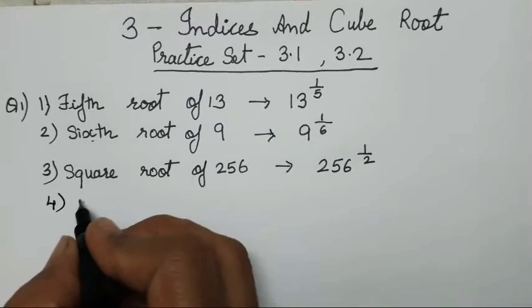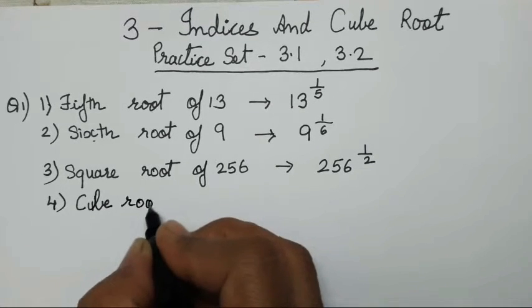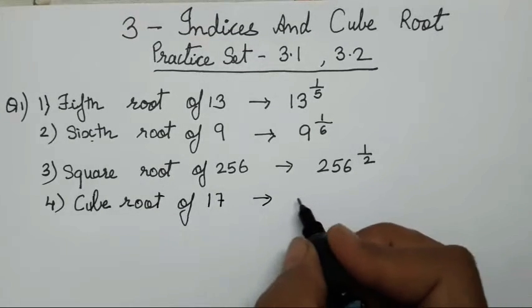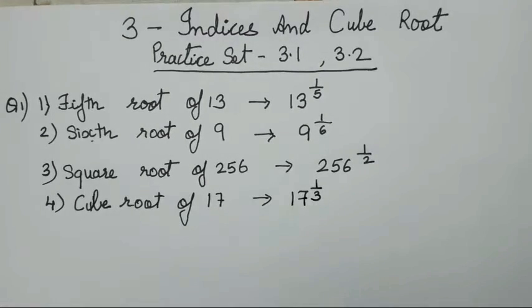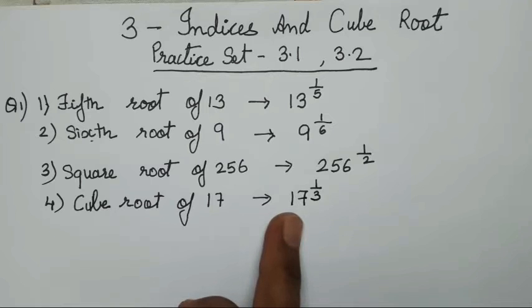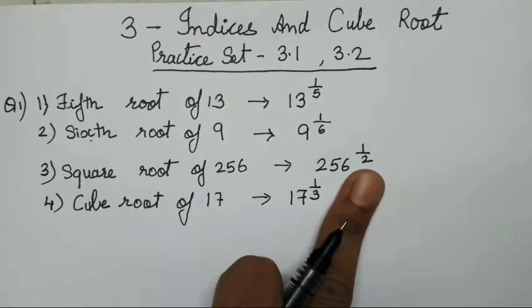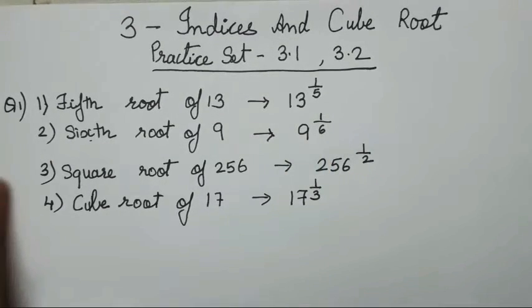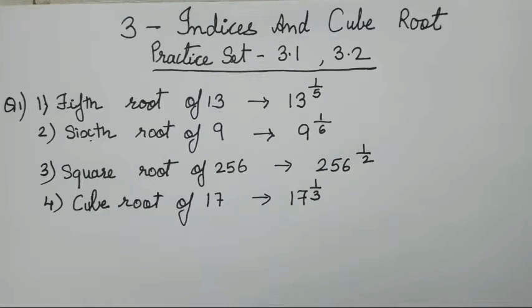Fourth one is cube root of 17. Okay, so as I said, cube means 3. So 17, 1 upon 3. Alright, so how are you going to read this? Cube root of 17. Square root of 256. Sixth root of 9. In this statement only you all have to read so that it will be easy for you all to remember the index form. This is being expressed in the index form.